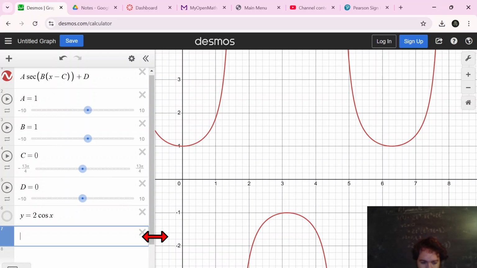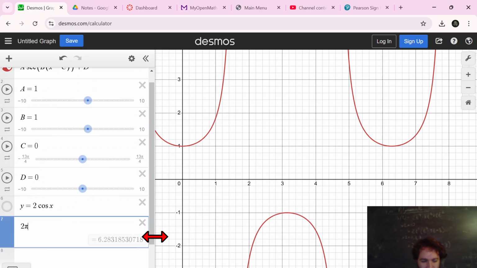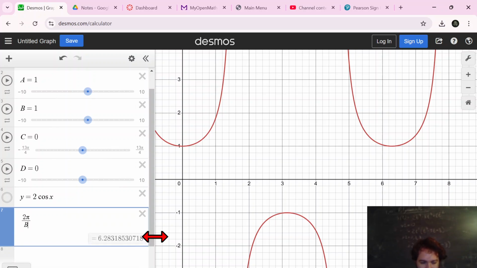The way that we determine the period of a secant or cosecant function is we just use the same calculation that we used for the sine or cosine function. That is 2 pi divided by whatever capital B happens to be. So you can see that in this case, when B is equal to 1, the period is just 6.28, which is 2 pi. And similarly, remember what the B value controls is how many full periods I'm going to see within 2 pi worth of distance.